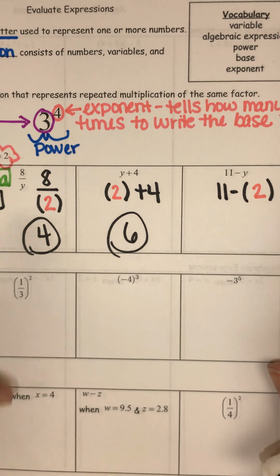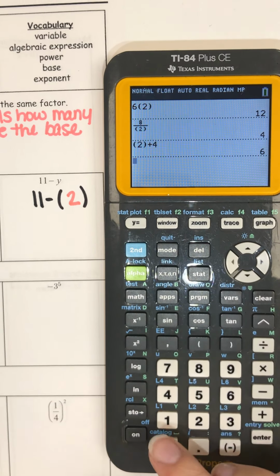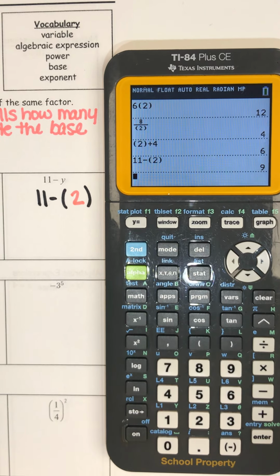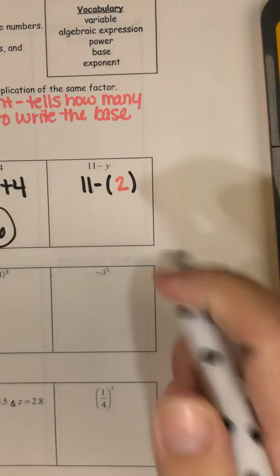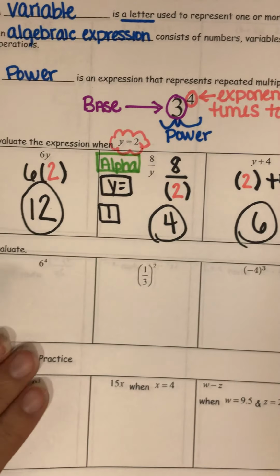All right, the next one is 11 minus 2. Again, I'm going to be using my parentheses, so 11 minus parentheses 2, closing my parentheses and hitting equals. That gives me 9. So that's all the work that I expect to be shown.